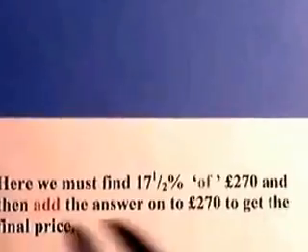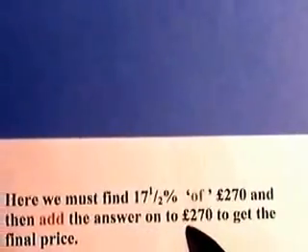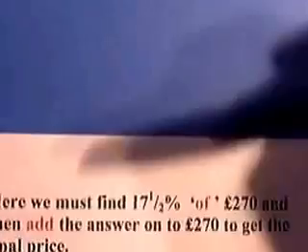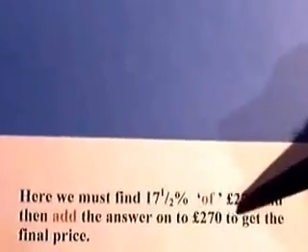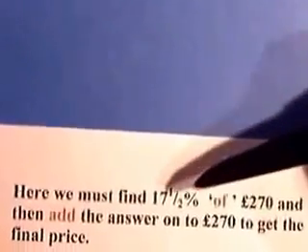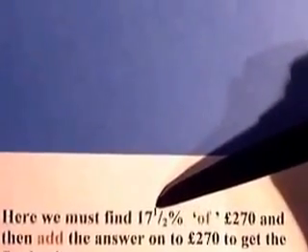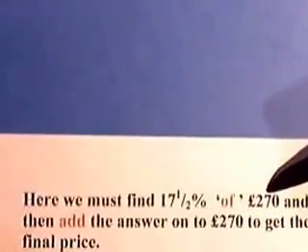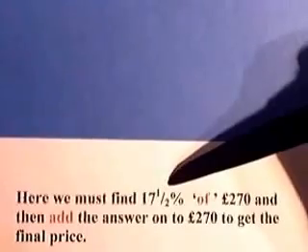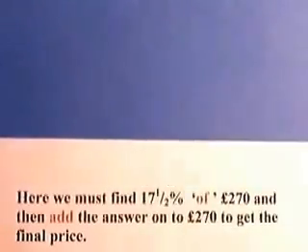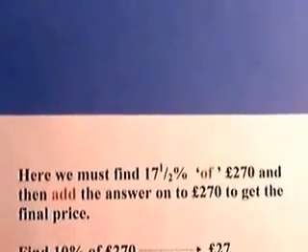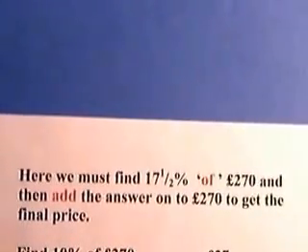Here we must find 17.5% of that, and then add the answer on to £270 to get the final price. That's pretty clear, because once you've found the VAT on this, you've got to add it onto that. But then how do we find this 17.5% of £270? Well, we have to break this 17.5 up, and this is how you do it.